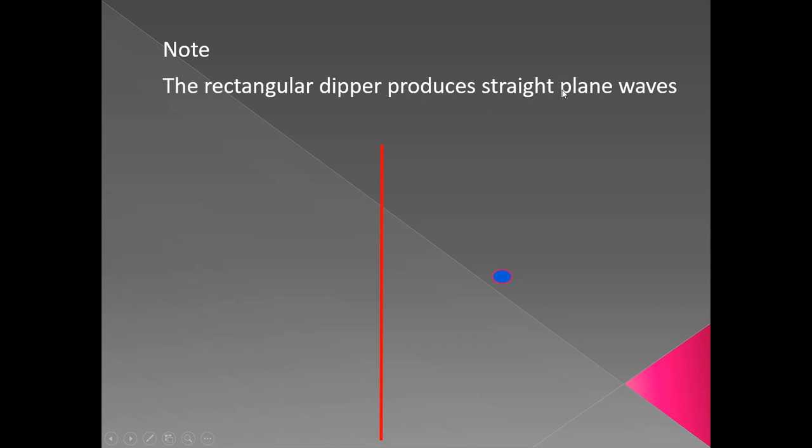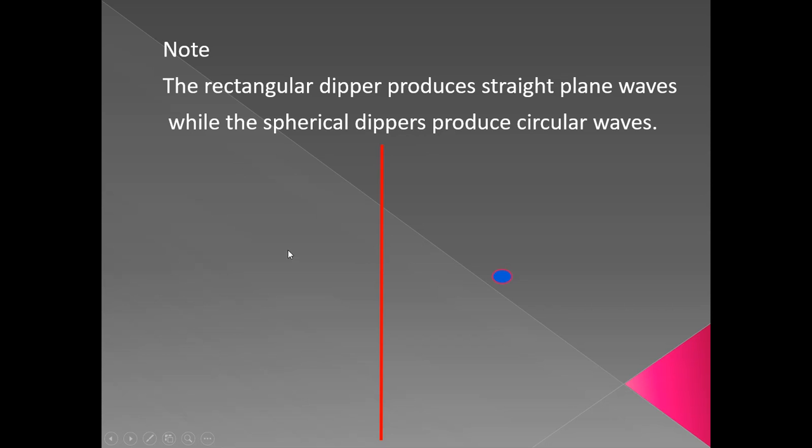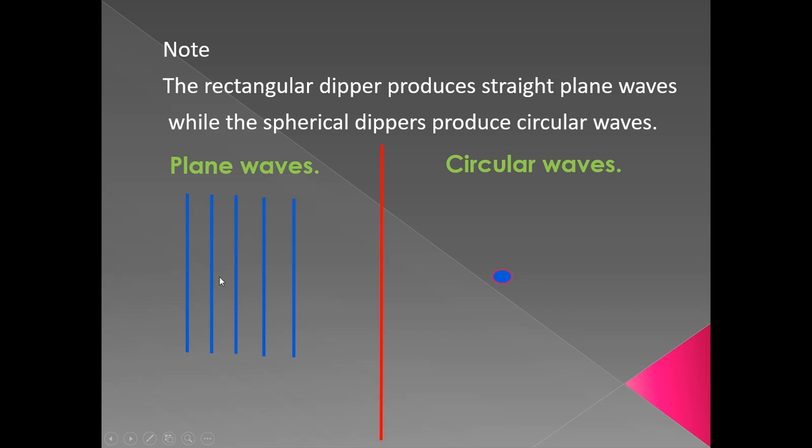Plane dippers produce straight plane waves, while the spherical dippers produce the circular waves. And how do the plane waves look like? And how do the circular waves look like? So here I'm going to show you how these are plane waves. You've seen these straight waves here. Show you how plane waves, or straight waves, look like.